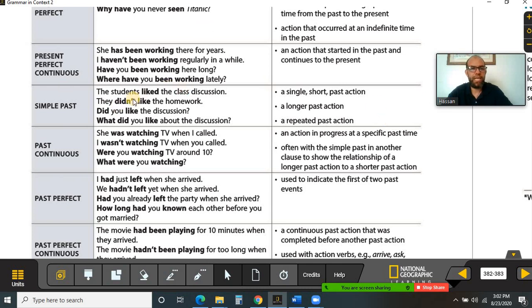And here we have examples. The student liked the class discussion. They didn't like the homework. Did you like the discussion? What did you like about the discussion? Good. Now, very important thing.